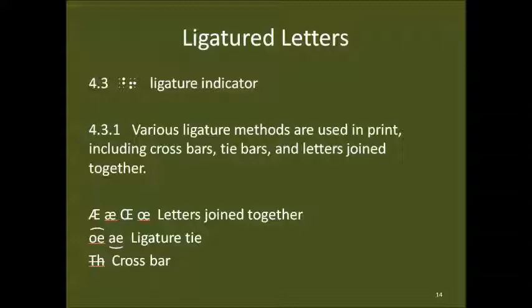Ligatured letters. Ligatured letters have a certain indicator. Dots 4, 5, and then 2, 3, 5. 2 cells. Various ligature methods are used in print, including crossbars, tie bars, and letters joined together, but they all use that same Braille symbol. So we might have letters joined together, as I show with AE, either capitalized or lowercase, or OE, capitalized or lowercase. You might have a ligature tie, which looks like an arc above the 2 letters, or it might show up below the 2 letters. Or there might be a crossbar that goes through both letters.